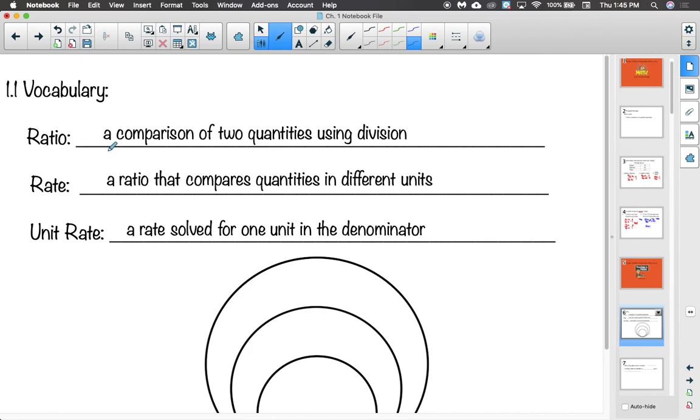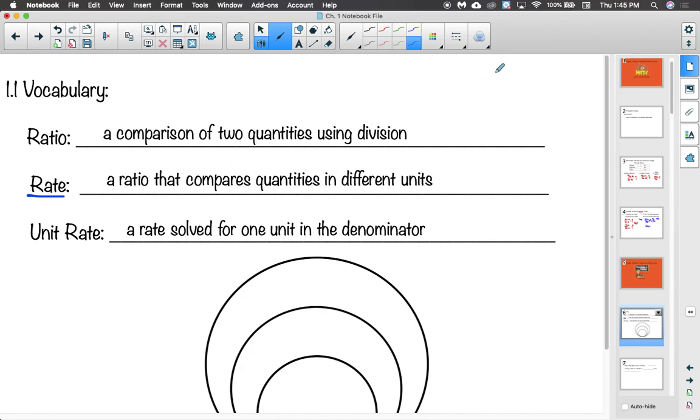A ratio. Ratio is our first word. That's a comparison of 2 quantities using division. We can take a ratio and add something to it, and now it becomes something more specific called a rate. A rate is a type of ratio, but it's a ratio that has units in the numerator and the denominator.